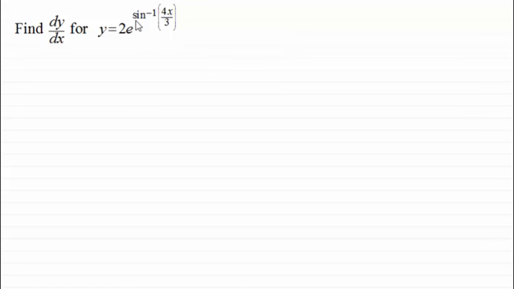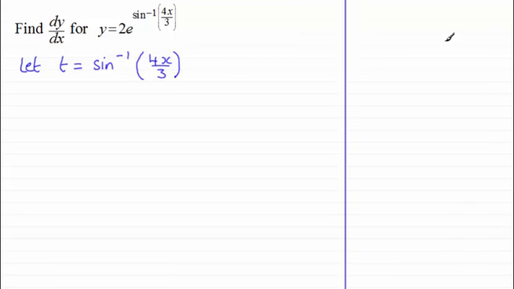I'd want to let t equal the inverse sine of 4x over 3. So starting with that then, let's just put that down here. Let t equal the inverse sine or arc sine of all of 4x divided by 3. So that would mean that we've got y equaling 2e to the power t.